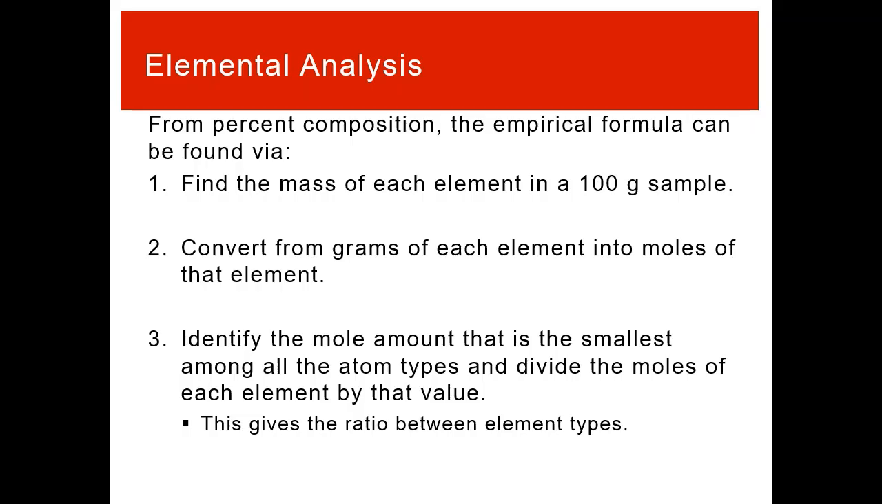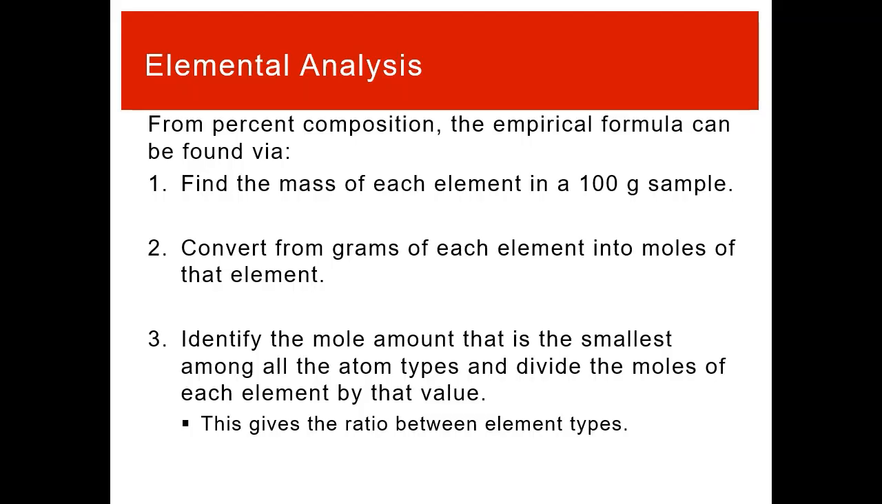All right, so here's the process for how you do elemental analysis and how you get the empirical formula. We'll walk through this example, but it's basically 3 steps. You find the mass of each element in a 100-gram sample. You convert from grams of each element into moles, and then you identify the mole amount that's the smallest and divide the others by that value. So it's a 3-step process.